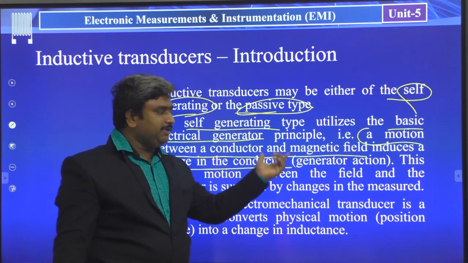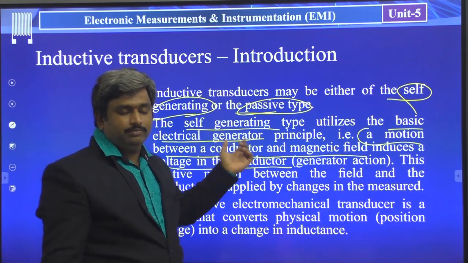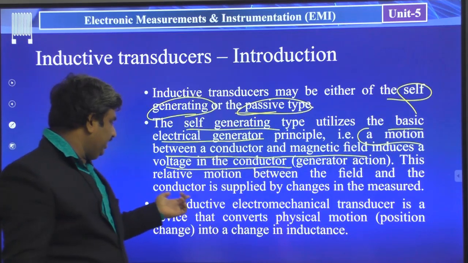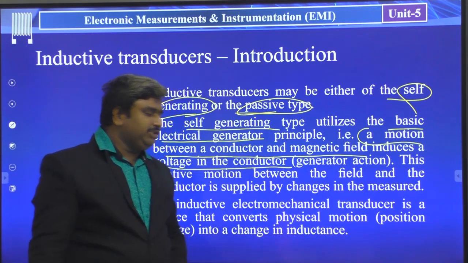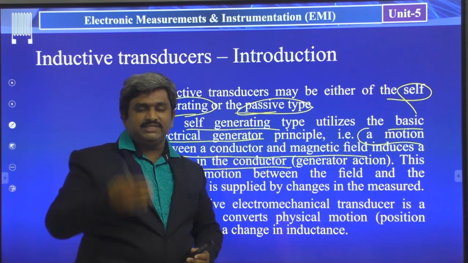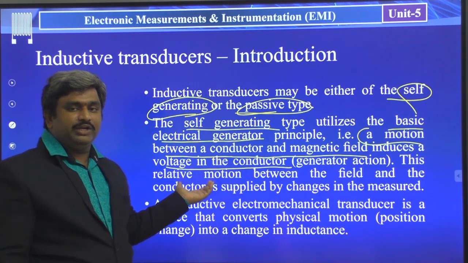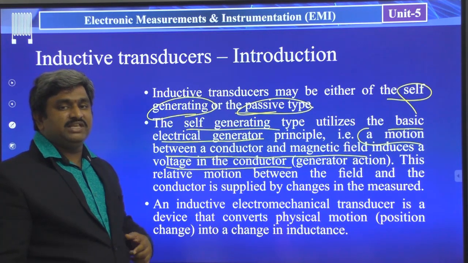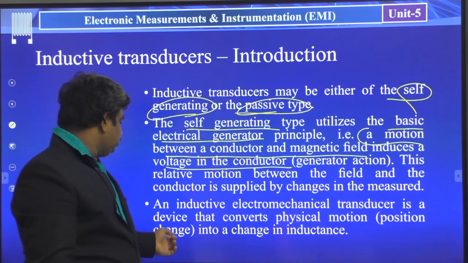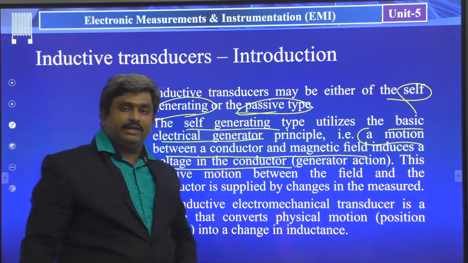Now, from the generator principle, we can design these self-generating inductive type transducers. This relative motion between the field and the conductor is supplied by changes in the measured quantity. Based on the conductor motion, the EMF will be generated in these self-generating transducers. An inductive electromechanical transducer is a device that converts physical motion into change in the inductance.